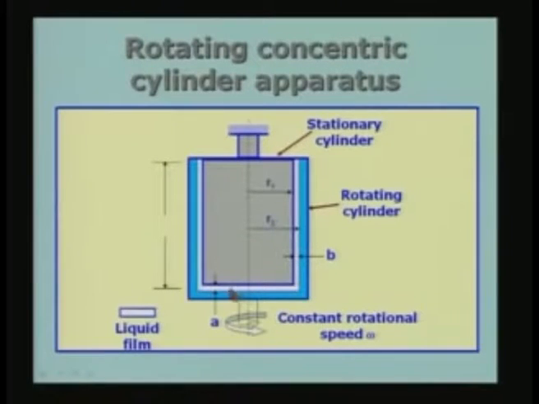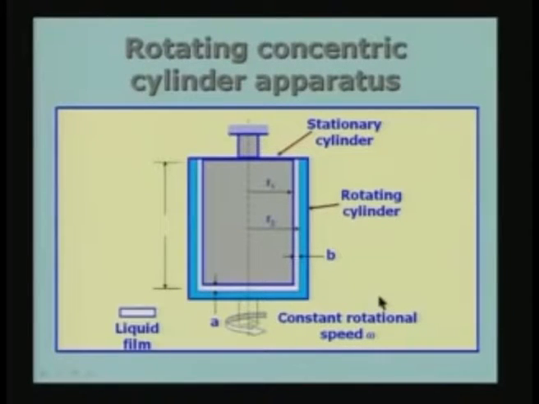At the bottom again there is a gap A, which is again filled with the same liquid whose viscosity we would like to know, and the length of this is given by L. I think the length symbol is missing here, but this is the length L which was introduced in the last lecture. The outer cylinder is rotated at a constant rotational speed omega. Omega can be given in RPM or in radians per second, and one can be easily converted to the other.